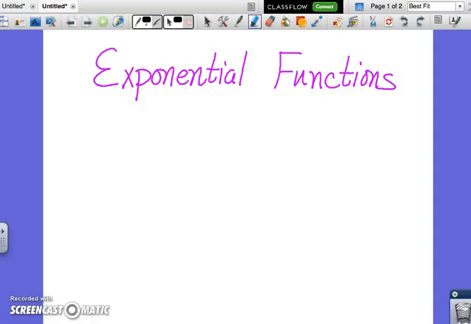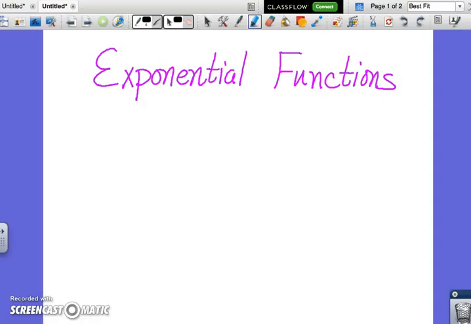And we've looked at quadratic functions, which are y equals ax squared plus bx plus c. We know that those are parabolic in shape. They're shaped like a parabola, and they've got a vertex, a maximum, a minimum, things like that. Well, we're going to look at exponential functions now.